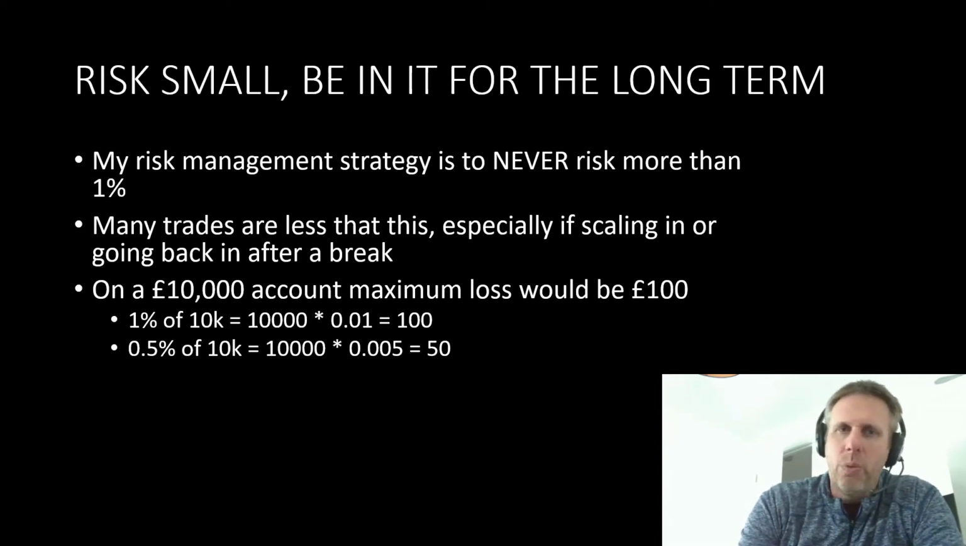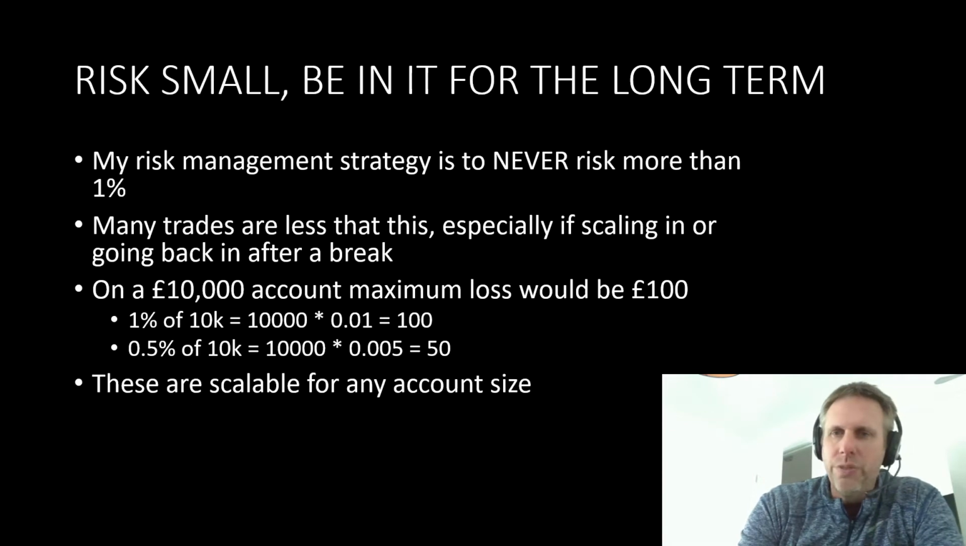In my trading journal, I've got a very simple table that takes the equity amount at that particular point in time and works out 1%, 0.5%, and 0.25%. So I know at that point exactly what I'm going to risk on any trade. And these formulas are scalable for any account size. So, for example, if you're on a $100,000 account, 1% risk would be $1,000.